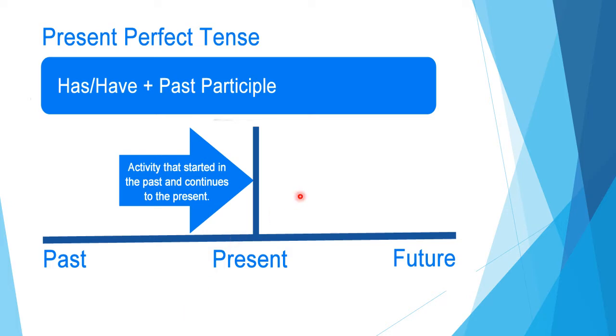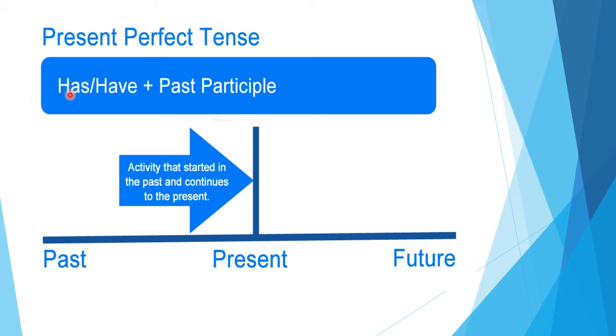Before answering any question, let's revise the grammar we took in Unit 10, Present Perfect Tense. We use present perfect tense for what? For activity that started in the past and continues to the present. Now, how to form present perfect? We use has or have plus past participle form of the verb.